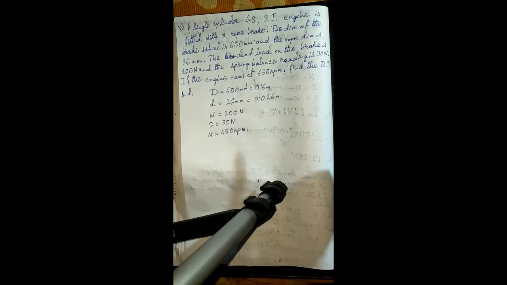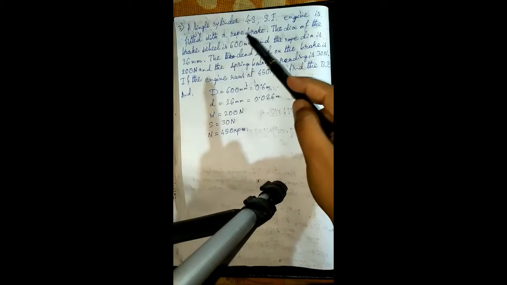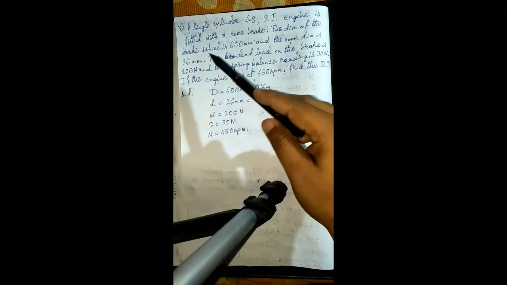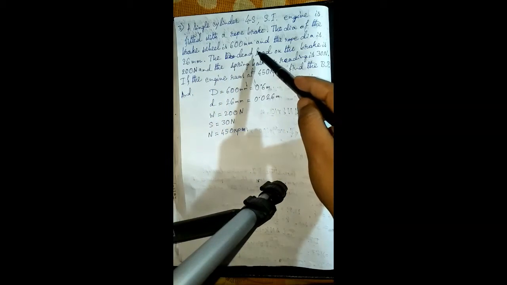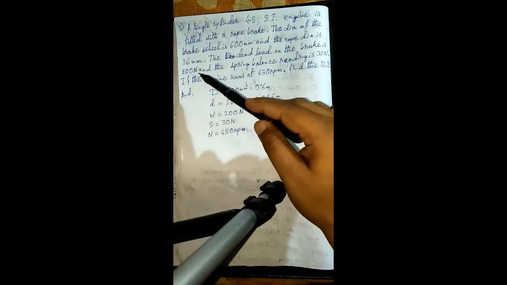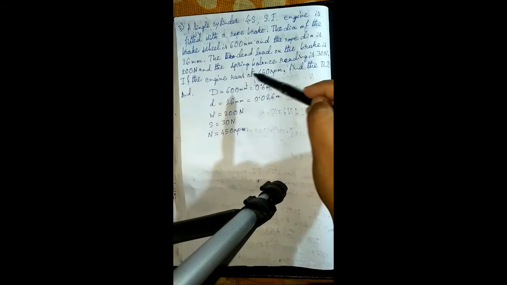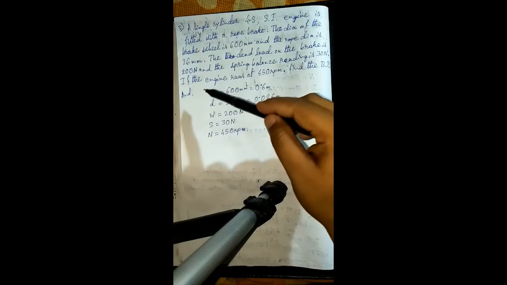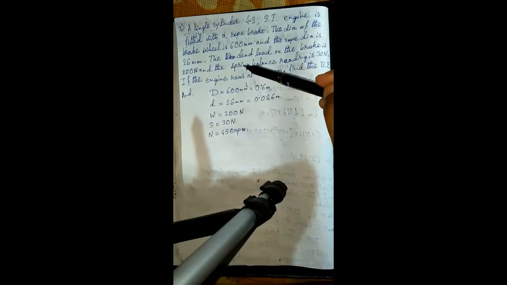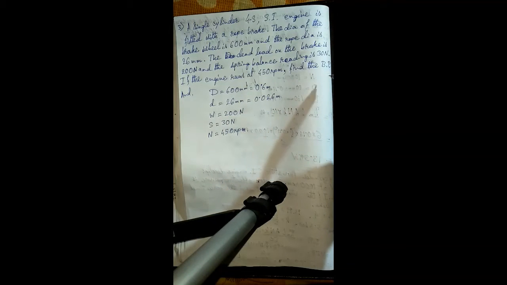The third numerical: a single cylinder four-stroke SI engine is fitted with a rope brake. The dia of the brake wheel is 600 mm and the rope dia is 26 mm. The dead load on the brake is 200 Newton and the spring balance reading is 30 Newton. If the engine runs at 450 rpm, find the brake power.